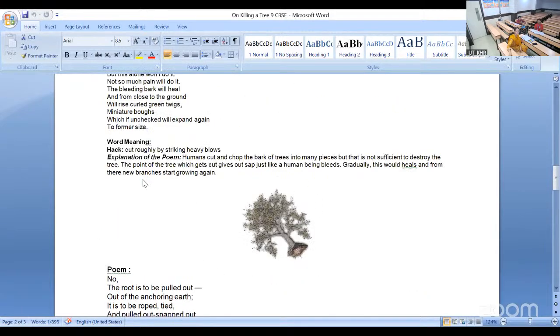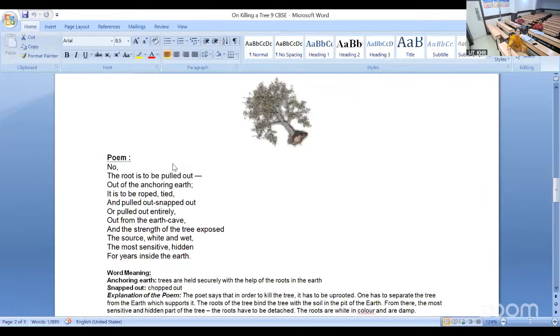So, which will expand again to former size. It will become big enough. Initially the leaves are twigs, right? It curls like this afterwards.